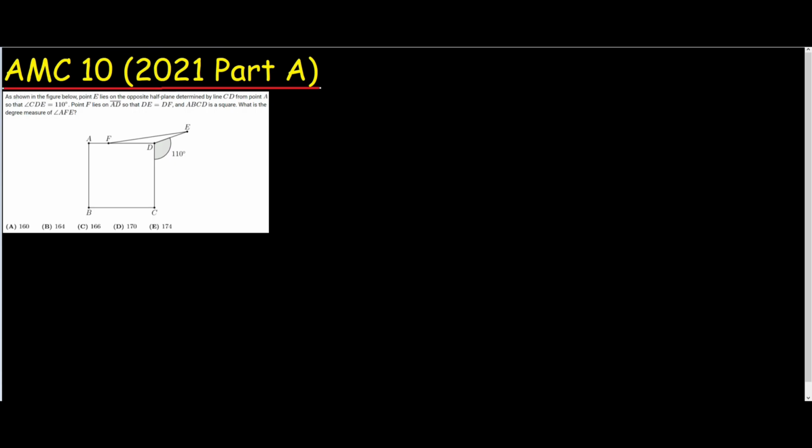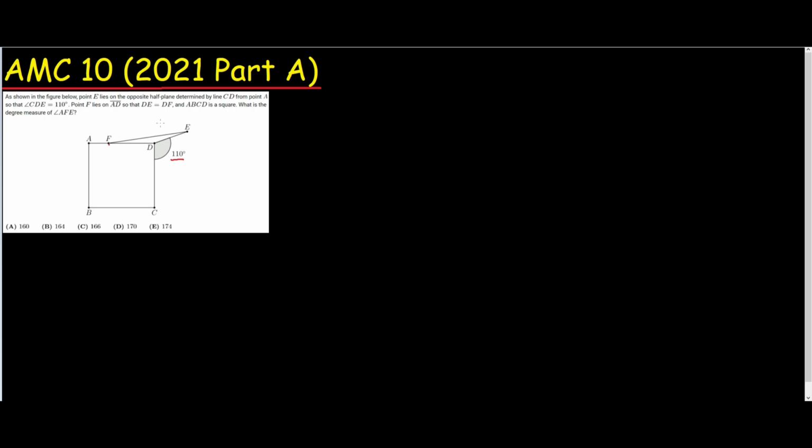So as shown in the figure below, a point E lies on the opposite half plane determined by line CD from point A, so that angle CDE is 110 degrees as indicated. Point F lies on AD right here, so that DE and DF are equal to each other. They're congruent to each other.